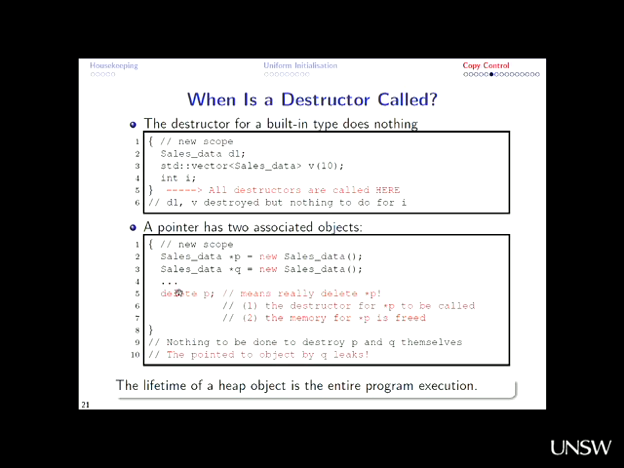Delete P, what that's really saying is delete star P, delete for dereference of P. So the destructor for sales data is called, and the memory at that point is then freed. If we then go out of scope at this point, the pointers P and Q are destroyed. But what we haven't done is destroy what Q was pointing to. We've destroyed what P was pointing to, but not what Q was pointing to. We've got a memory leak.